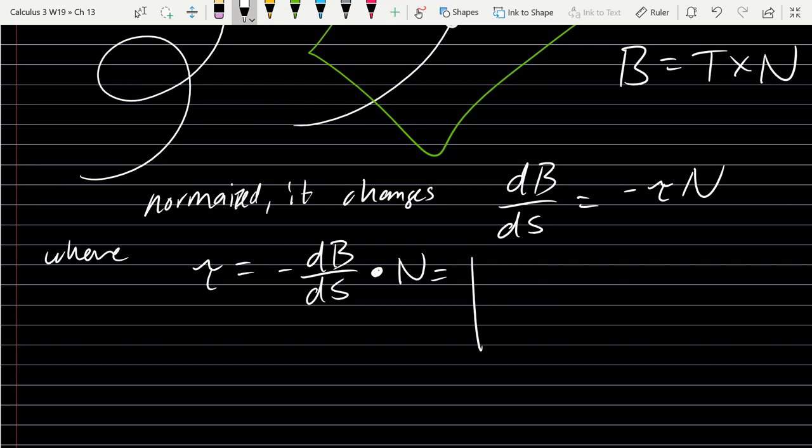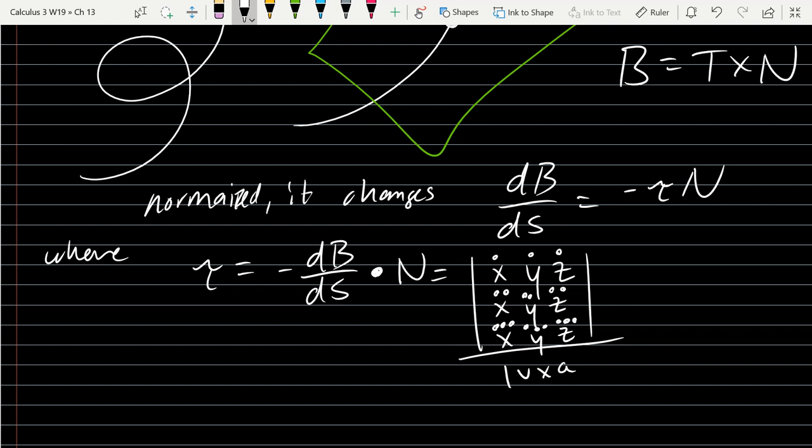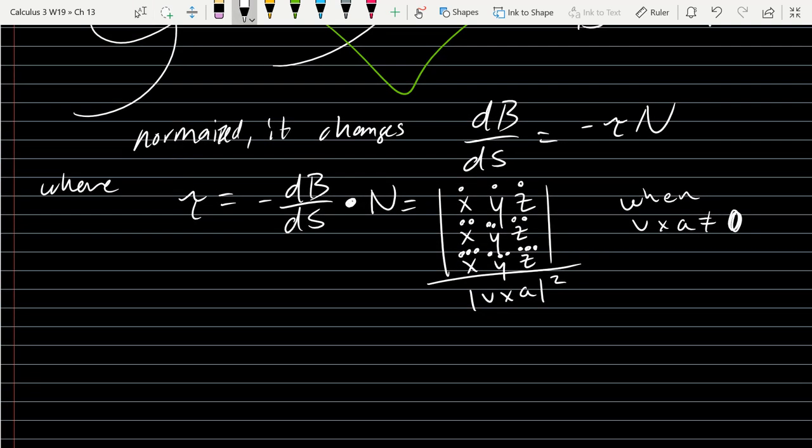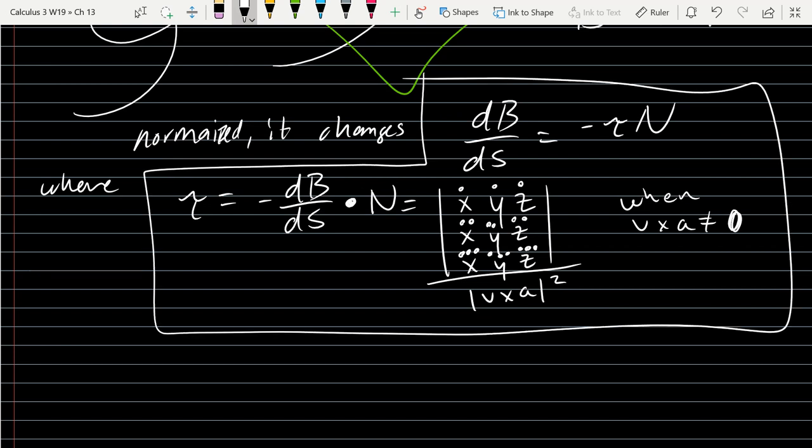And the way we're going to compute it, we're going to take the determinant of this derivative matrix, divided by, remember, the determinant's a number, the magnitude of V cross A squared. And of course, this requires V cross A to not be the zero vector. So we're going to use this in an example.